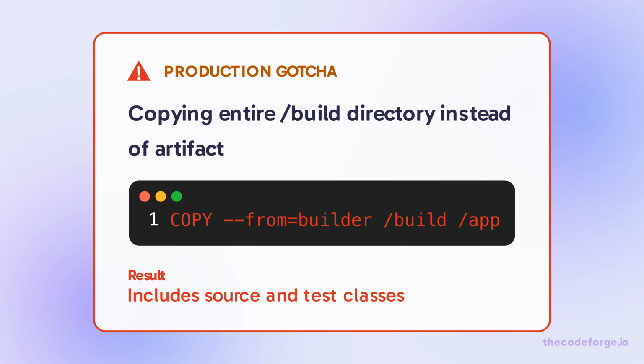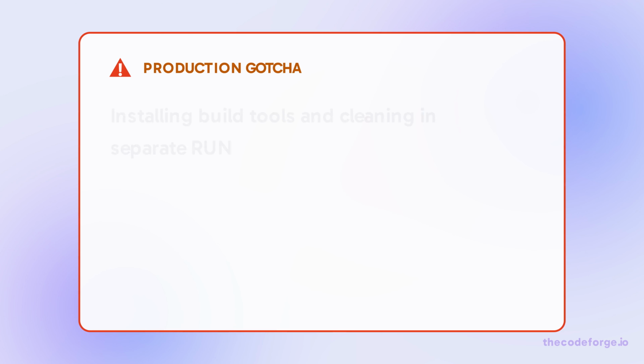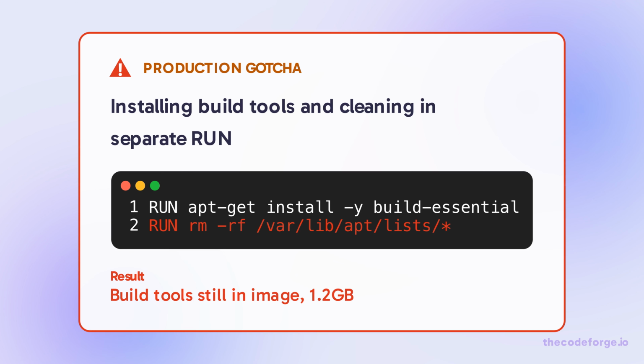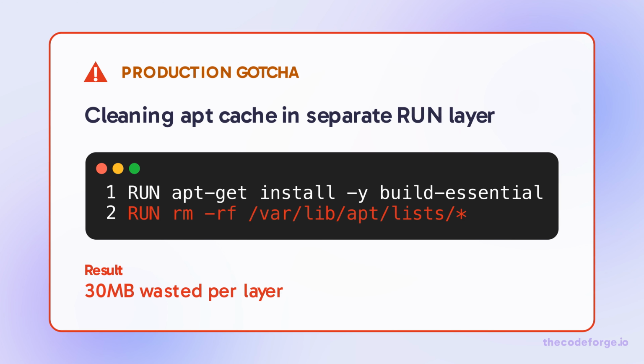Copying the whole build directory drags in source code and intermediate files. Always copy only the specific artifact, like *.jar. This is the exact mistake from the incident. The rm command in a separate layer doesn't remove the files from the previous layer, they're still there, hidden but costing size. If you clean apt cache in a separate run, the files still exist in the previous layer. Combine install and clean in one run to actually remove them.